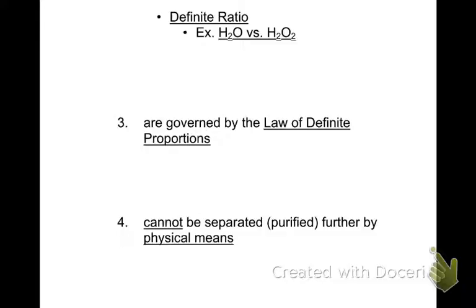Compounds have definite ratios. What do I mean by that? Well, if you take a look, H2O and H2O2, they've got exact ratios that will never change throughout the whole world. So whenever you're looking at water, you're going to have 2 hydrogens and 1 oxygen. Whenever you're looking at H2O2, which is hydrogen peroxide, you have 2 hydrogens and 2 oxygens. Those are 2 different compounds because they're made up of 2 different elements that have 2 different ratios.